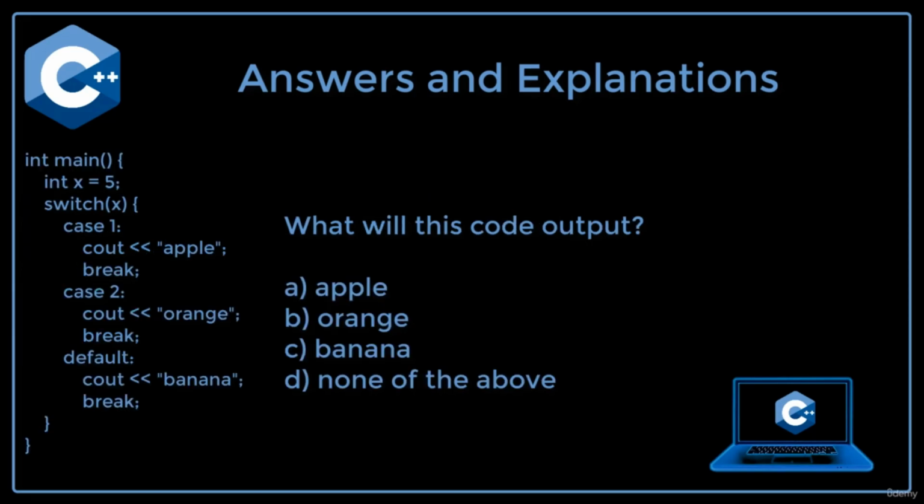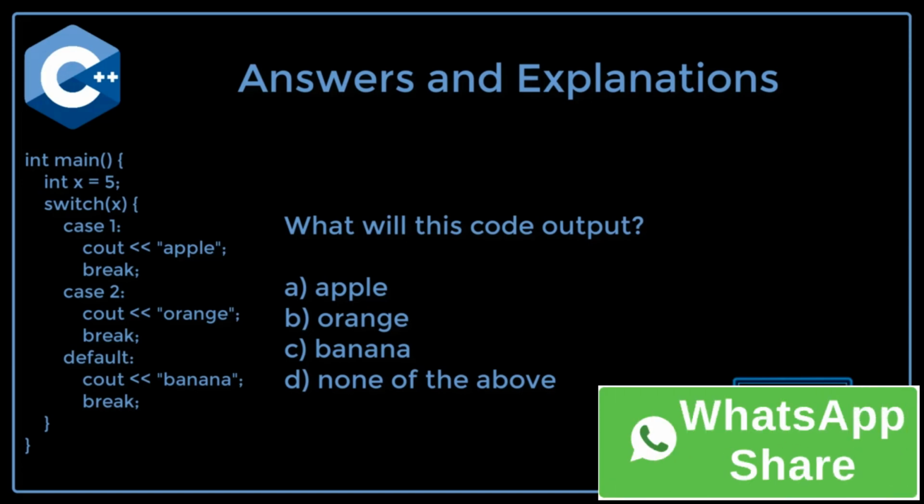The second question asks us what the code will output. We are given an int variable named x assigned a value of 5. Then comes a switch statement checking the value of x. The first case checks if x is 1. Since it isn't, we move to the next case. X is not 2, so the default statement gets hit.